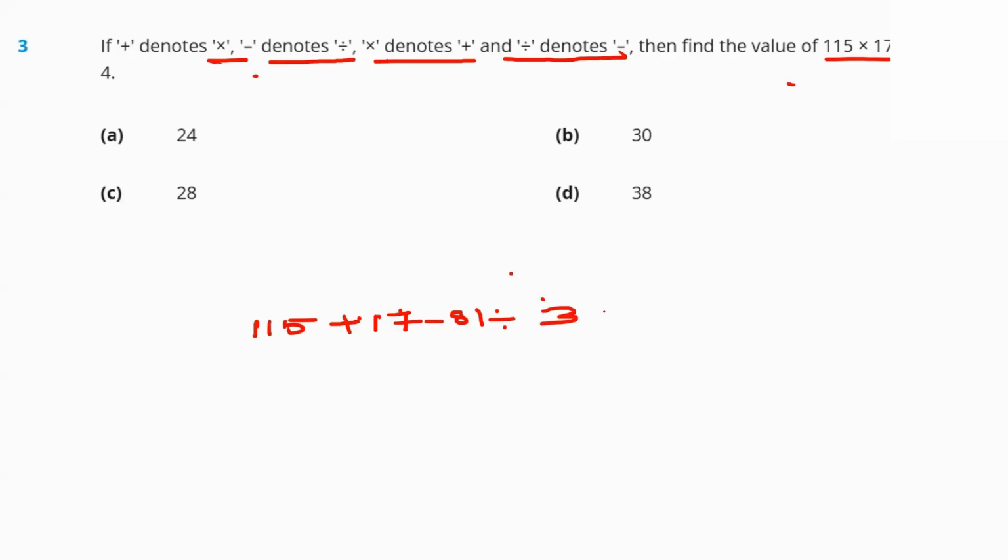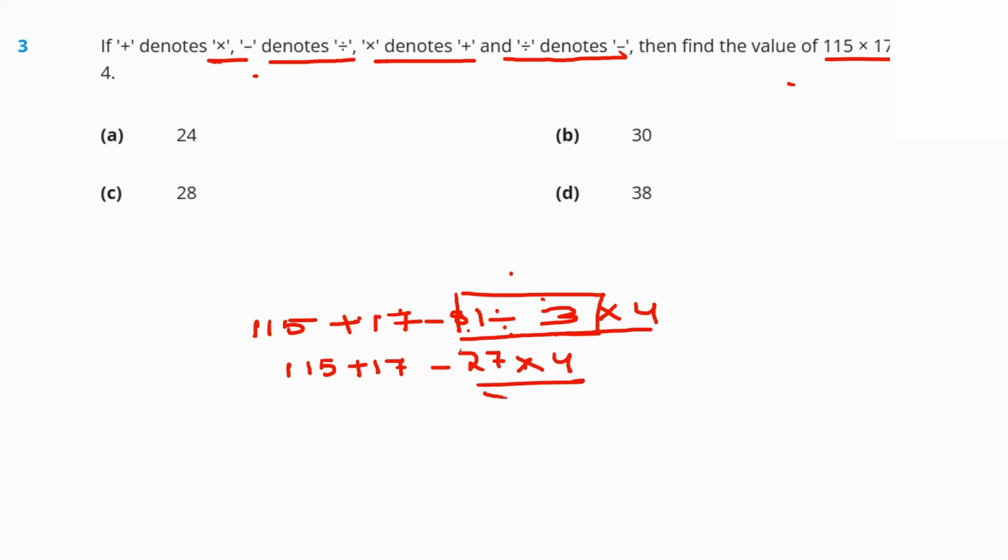Plus stands for multiplication, so multiplied by 4. Now we have to perform BODMAS over here, according to which we need to divide first: 81 divided by 3. If we divide 81 by 3, we get 27. 3 twos are 6, 2 remains 1, 21 it becomes, 3 sevens are 21. Multiplied by 4 comes down.